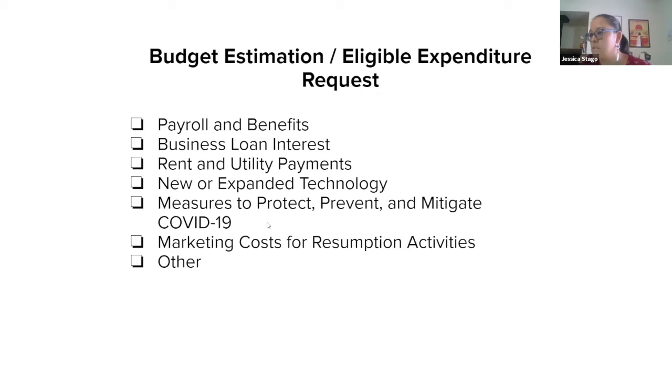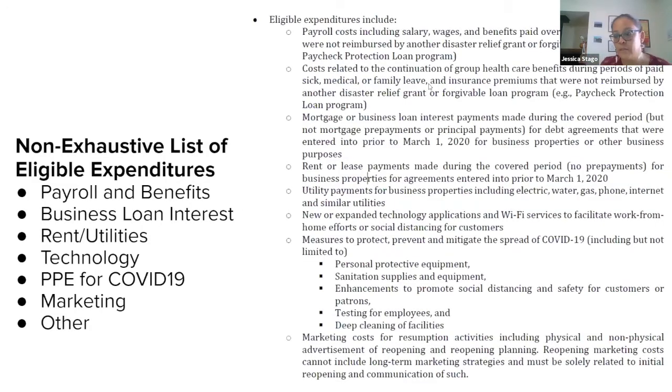Payroll and benefits, it's basically if you have employees, you can use this to pay salaries, wages, and benefits for any of your employees. If you're a sole proprietor, you can also use this grant to pay yourself. And we'll go over how to come up with those in a minute.